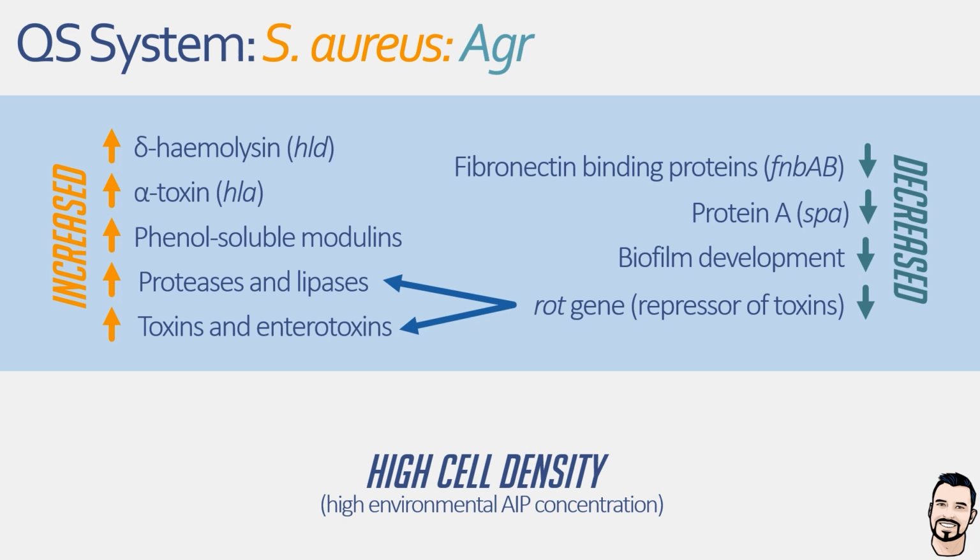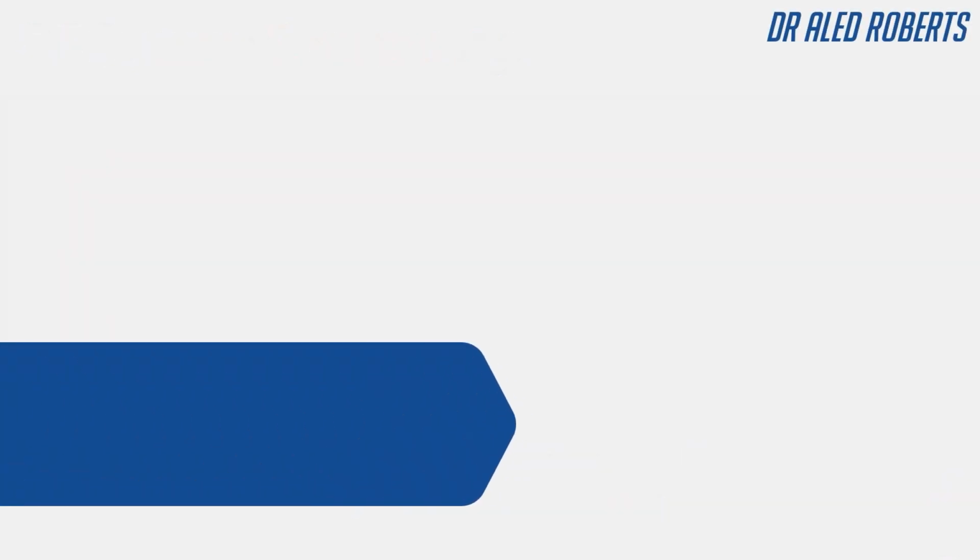And so ultimately, the AGR quorum sensing system in Staphylococcus aureus drives a major regulatory shift, promoting the upregulation of virulence factors essential for tissue invasion, immune evasion, and host damage, while simultaneously downregulating colonization factors. And so this transition enables Staphylococcus aureus to move from an adherent biofilm forming state to an invasive and pathogenic phase.